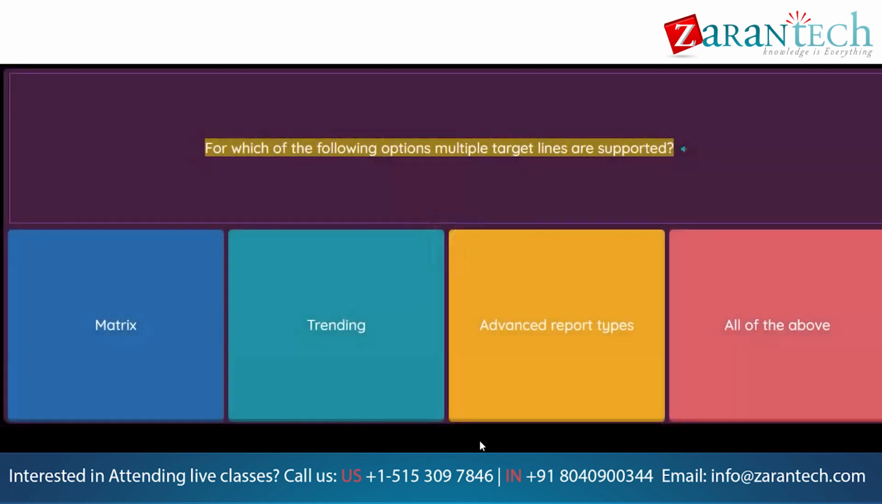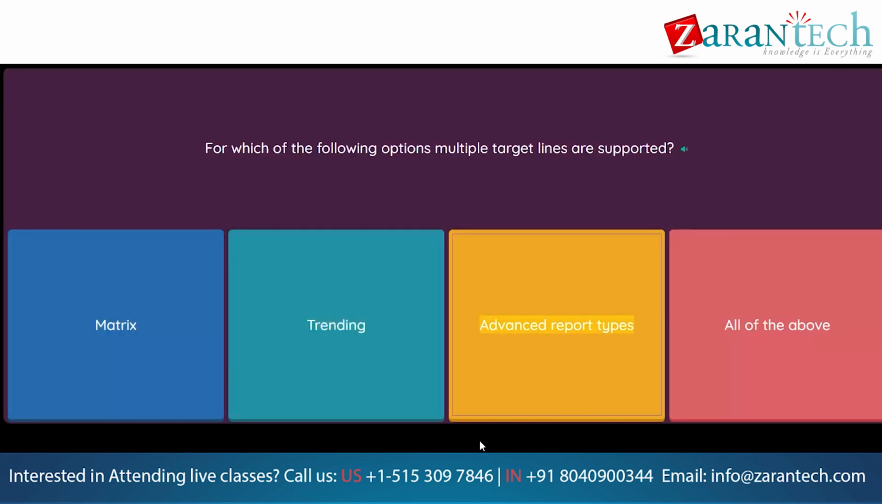Question, for which of the following options are multiple target lines supported? Option 1, matrix. Option 2, trending. Option 3, advanced report types. Option 4, all of the above.